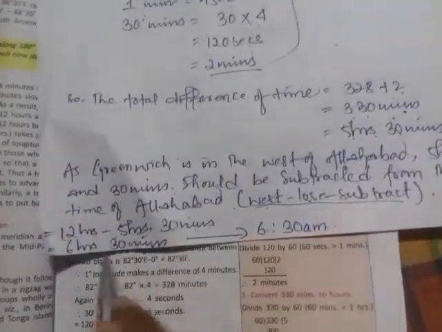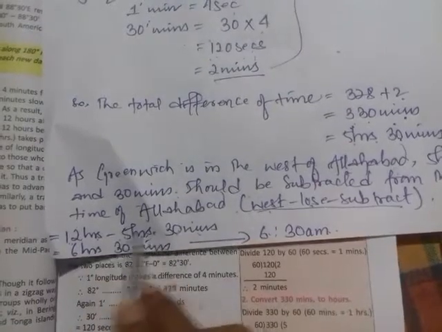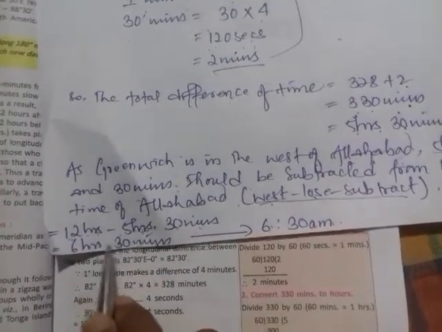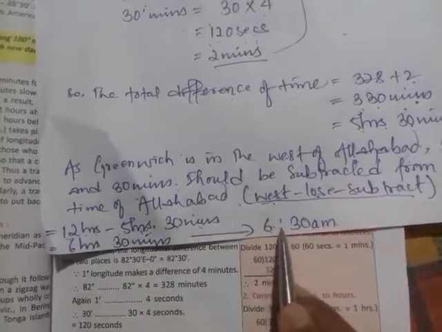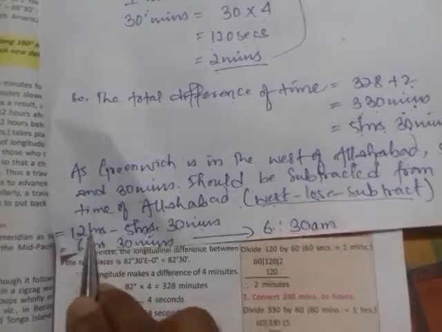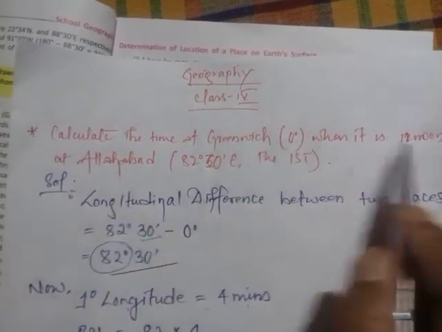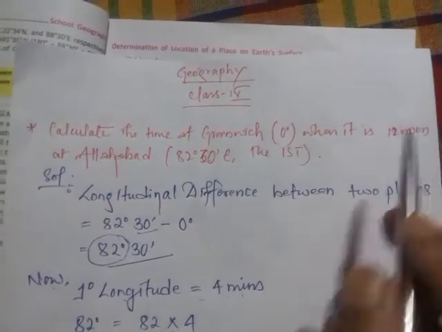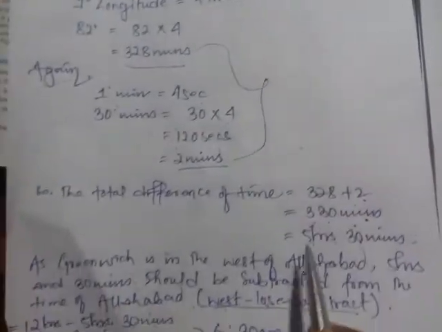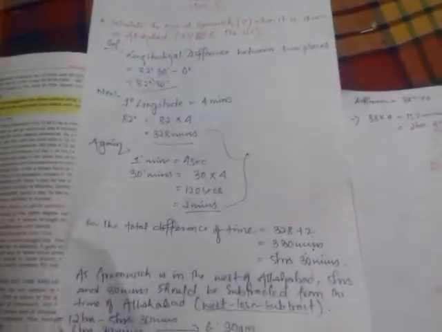So when we subtract 5 hours 30 minutes from 12 hours, we get 6 hours 30 minutes, 6:30 AM. Why are we subtracting from 12 hours? Because in the question, the time of Allahabad is 12 noon. That's why we have to subtract 5 hours 30 minutes from 12 hours. So I think you got this.